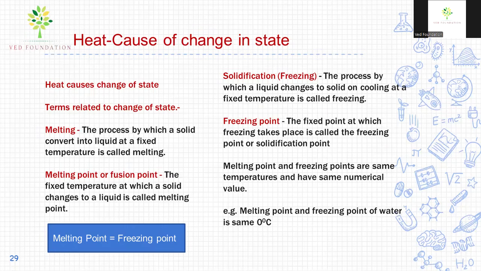Heat causes change of state. Let us learn terms related to change of state. First, melting. The process by which a solid converts into liquid state at a fixed temperature is called melting. And the fixed temperature at which a solid changes to liquid state is called melting point. Melting point of different solids is different.